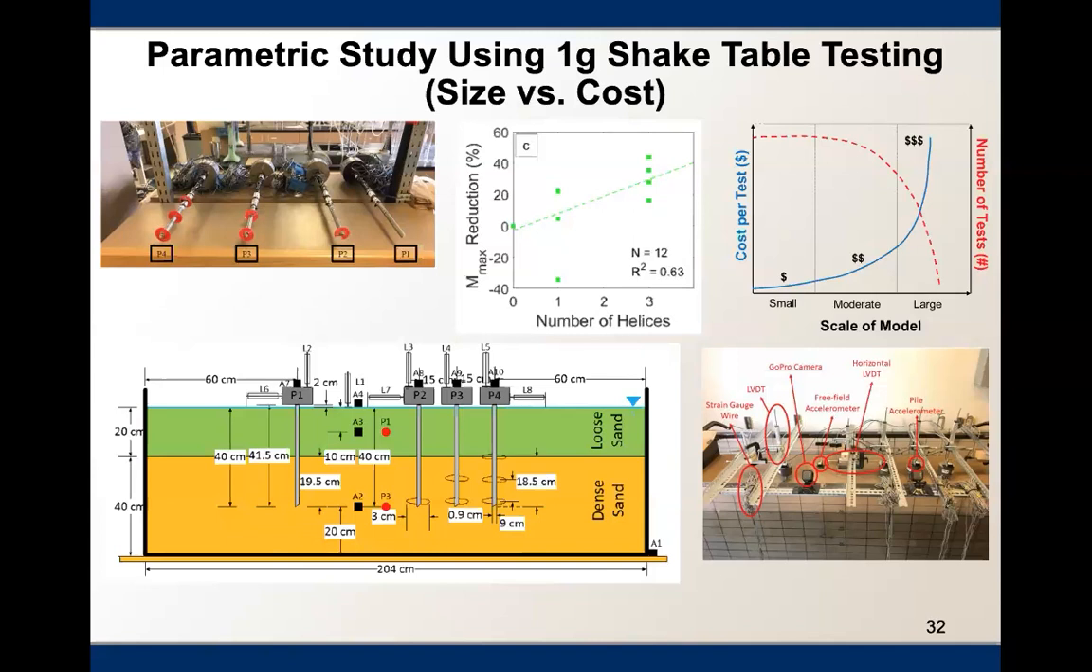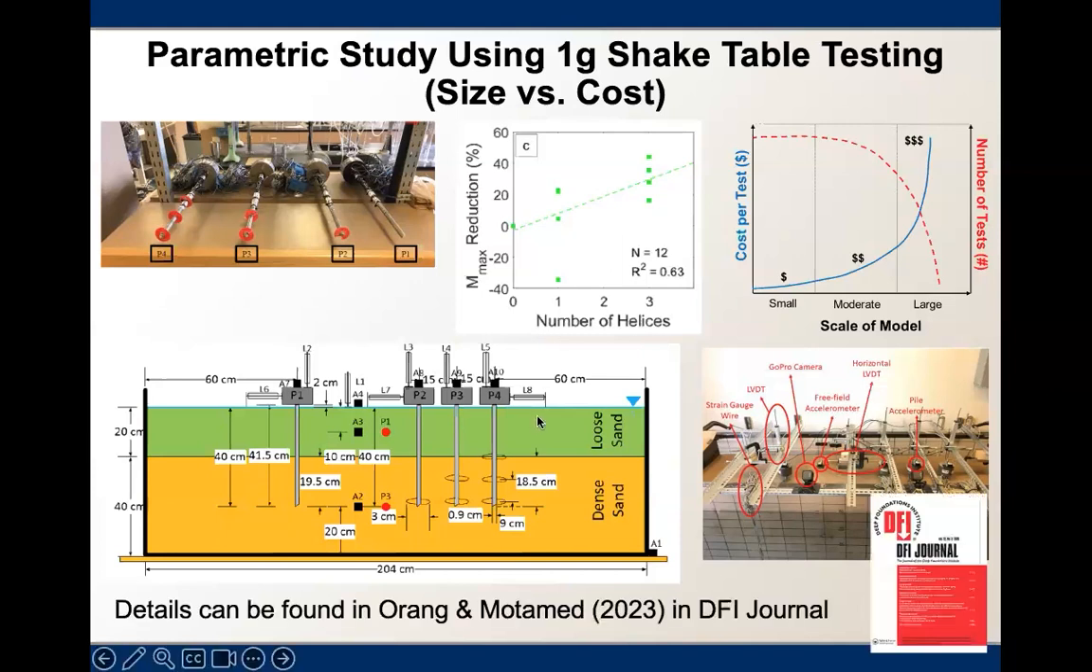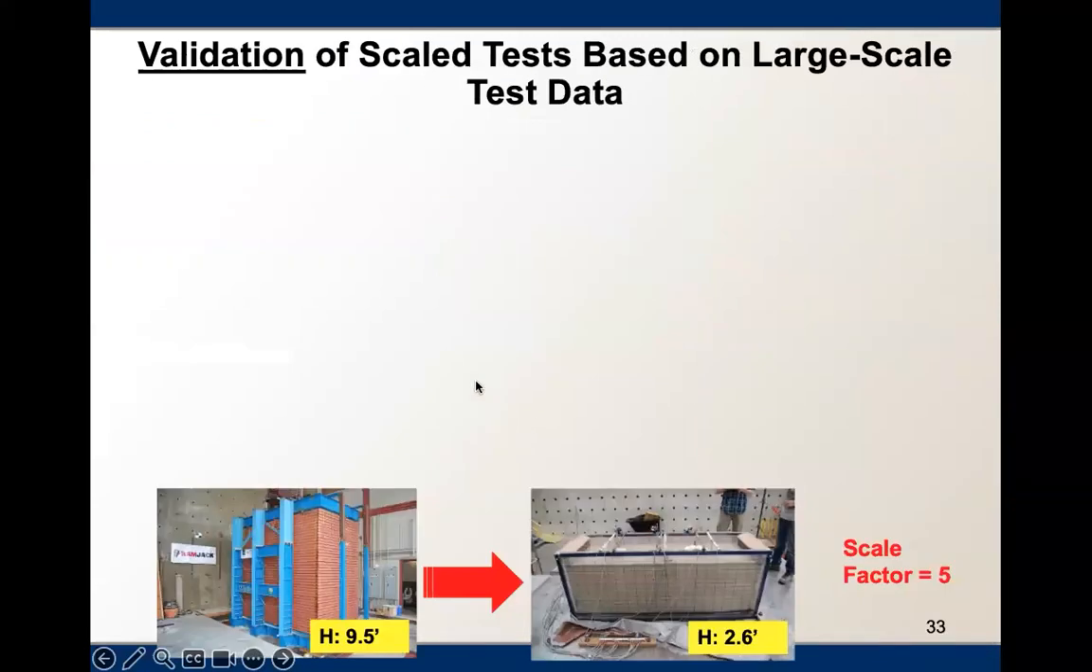Again, careful and detailed description of the results, and all documented in a paper in DFI journal. Feel free to check it out on the DFI journal website. At the same time, we also wanted to take advantage of that larger scale test. So we built a 5th scale model of that larger scale test at UNR.